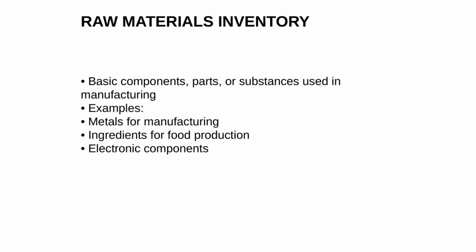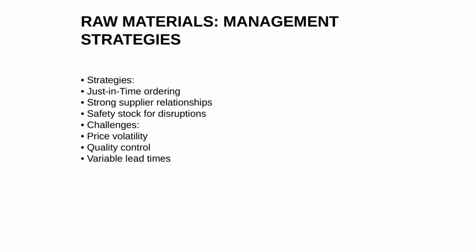The first type is raw materials inventory. Raw materials are the basic components, parts, or substances used in manufacturing. Think of metals used in machining, ingredients used in food production, or electronic components used in devices. Raw materials must be available when production needs them, but holding too much raw material increases cost and can create waste if specifications change. Managing raw materials typically involves a few key strategies.